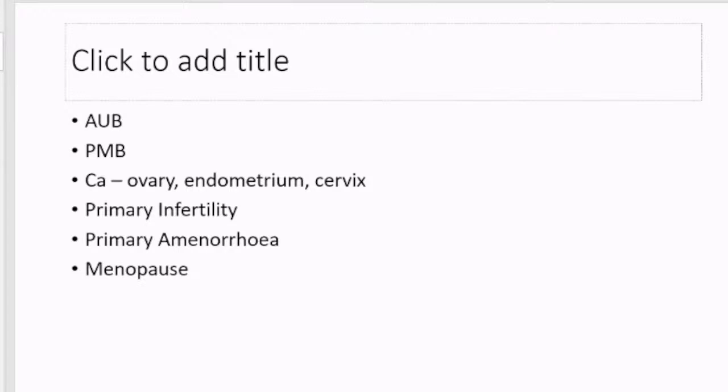CA endometrium, now the new staging that has come, there are some 20-30 divisions. We don't expect you to know all that, but we need to know the basic thing. What is stage 1, stage 2, stage 3, stage 4? And then in stage 1, we need to know where is the difference. If it is 1A, you need not give adjuvant therapy, right? So 1A with high risk factors and molecular biology, immunohistochemistry coming as negative, then that patient does not need it. So 1A, 1B and all you need to know.